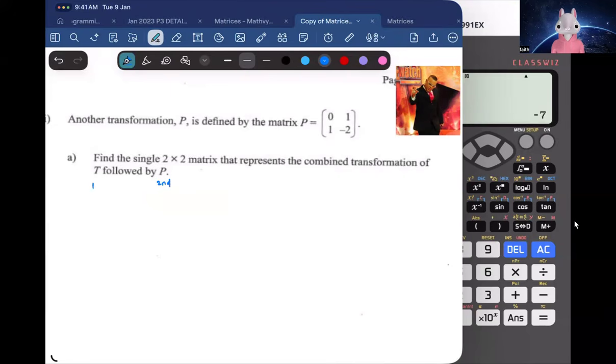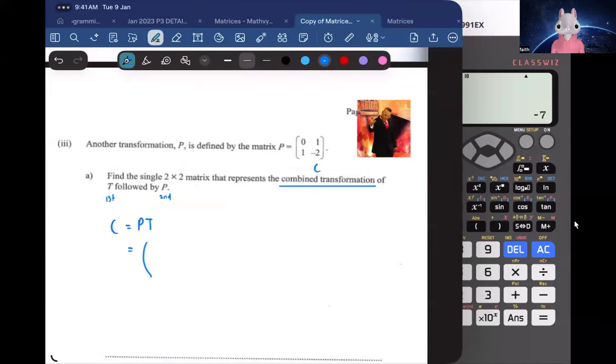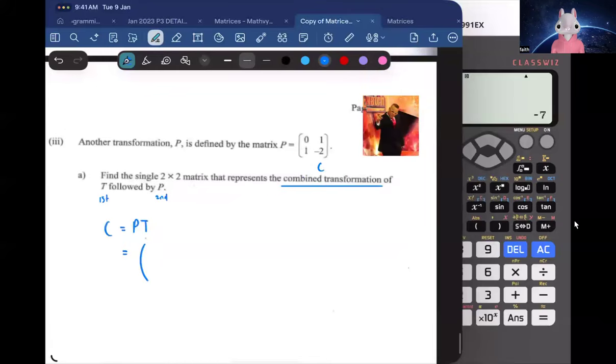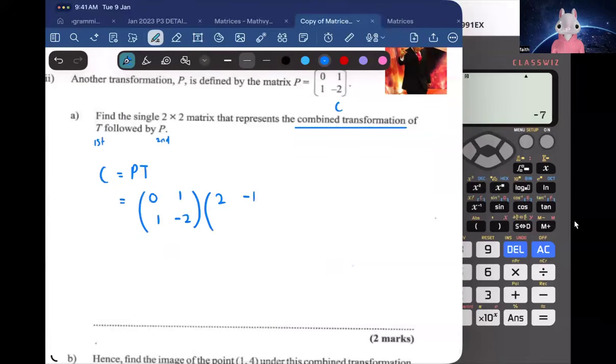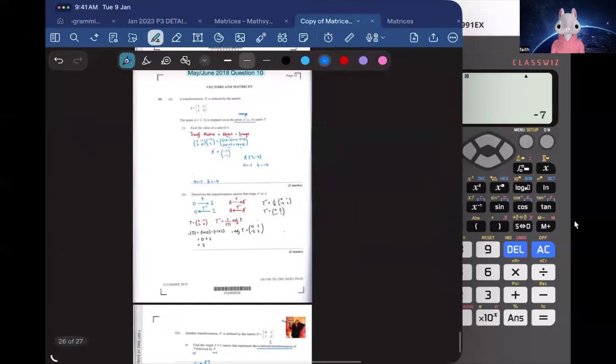And we could call this combined transformation anything. I'll just call it C. So the combined transformation would be equal to P by T. Anytime you're dealing with a combined transformation, it's the second transformation by the first one in that specific order. So P is 0, 1, 1, minus 2, and I'm going to multiply that by T. Now T is 2, minus 1, 2, 0.